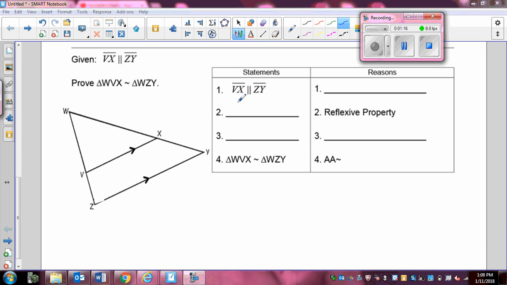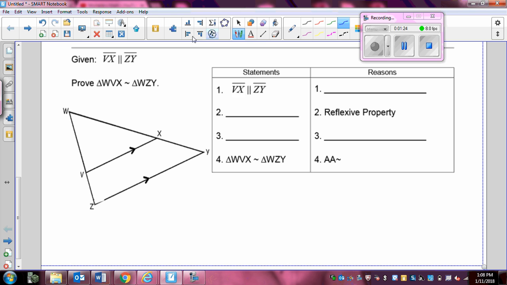Okay, the next one is a proof, and it says that these two lines are parallel. I'm not going to highlight the whole lines because they are not congruent, but the arrows show that they're parallel, so I'm going to highlight these arrows. The first statement is that these two lines are parallel. So the reason is usually going to be the given.